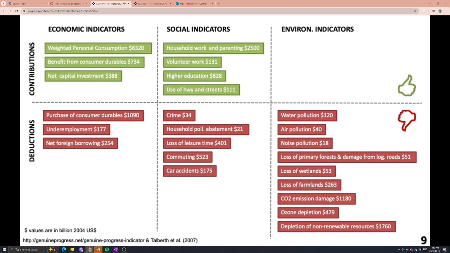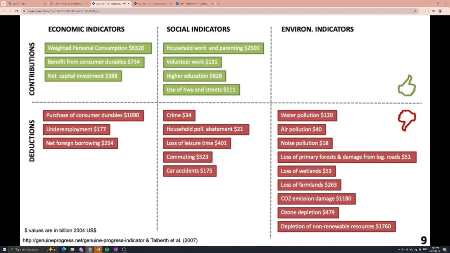Now, if you look carefully, you can see dollar figures at the end of each of the labels. These figures were published by researchers who used the Genuine Progress Indicator to estimate the welfare and prosperity of the US in 2007. So each of these dollar figures provides an indication of the size of either the contribution or detraction to welfare. When you look at the top row, personal consumption is the biggest contributor, but household work and parenting also contribute a substantial amount.